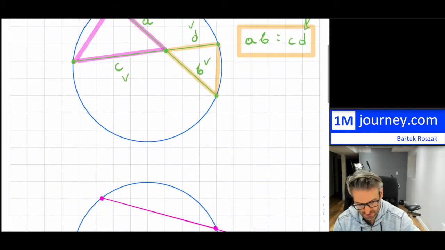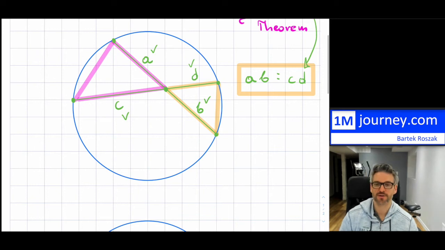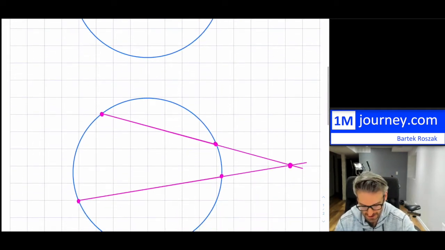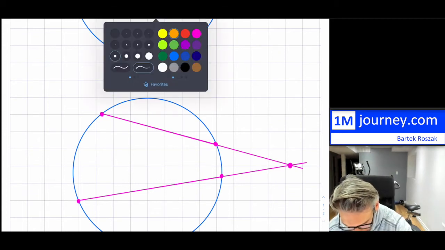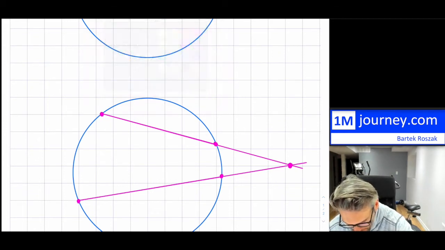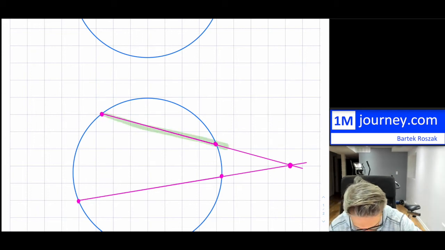Now, do we still have this same particular property? We do, but you have to be careful a little bit, because here what I'm going to do is show you that now your A is going to be all the way to that intersecting point.